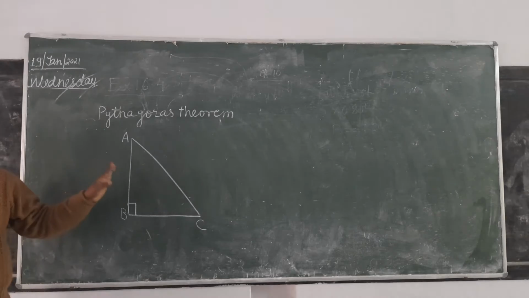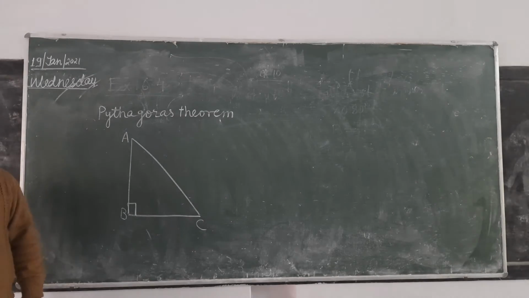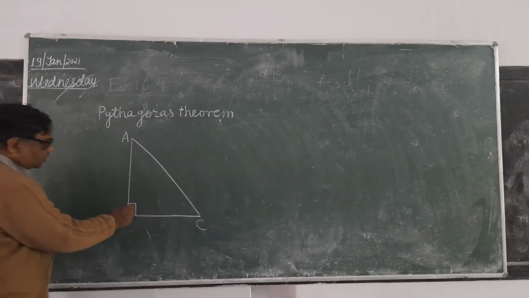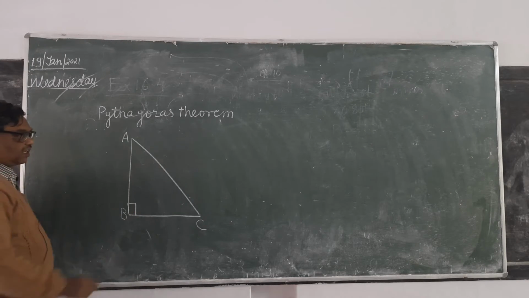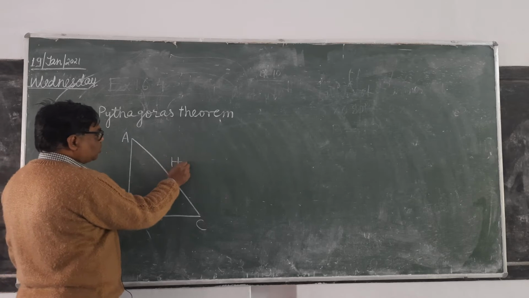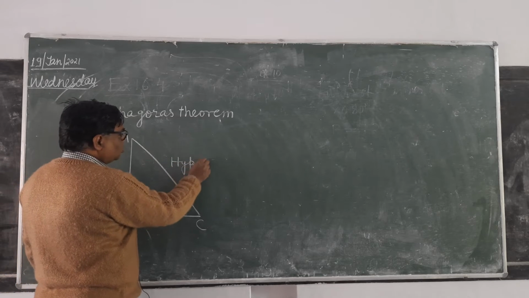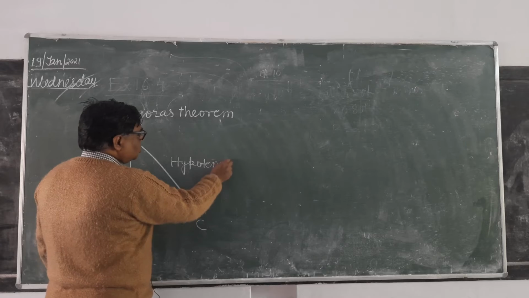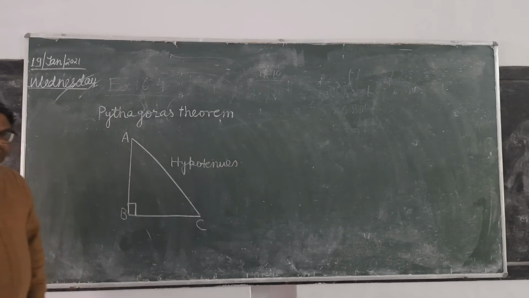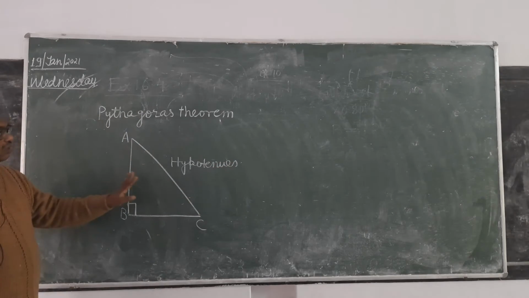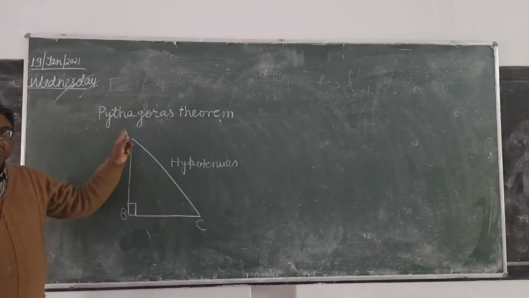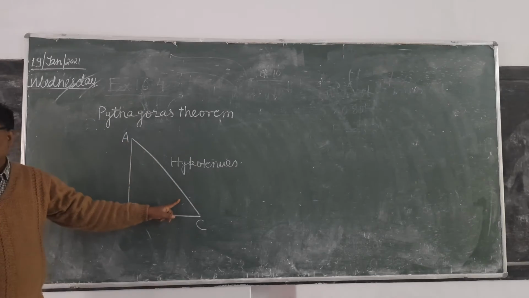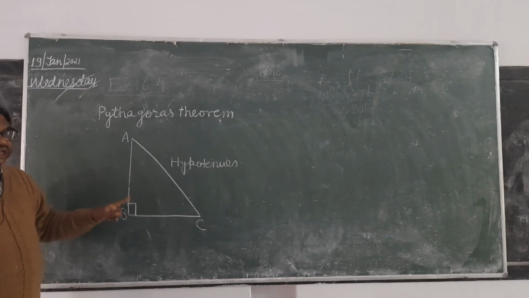Now in a right angle triangle, which two sides are containing the right angle? Yes, Vedika. AB and BC are containing the right angle. And the side which is in front of the 90 degree angle, that is called hypotenuse. This side is called the hypotenuse. It's clear?